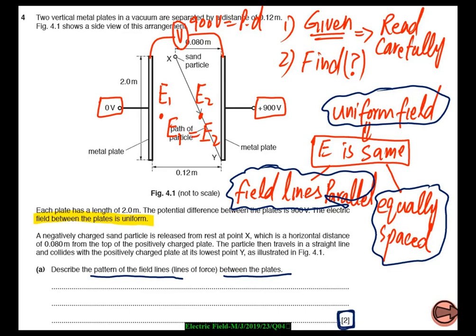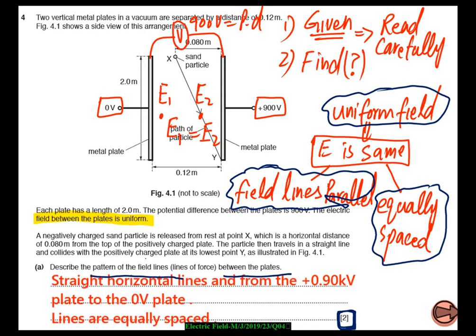So this is how we can answer. The first thing we need to write down is straight horizontal lines from the positive 0.90 kilovolts plate to the 0 volt plate. It means we need to draw the lines from the positive plate to the negative plate, so the field lines have to be here.